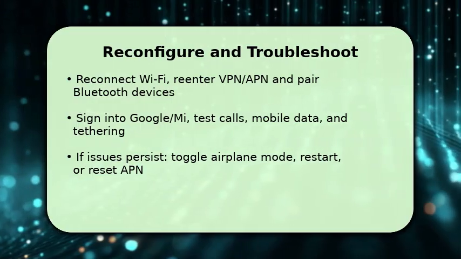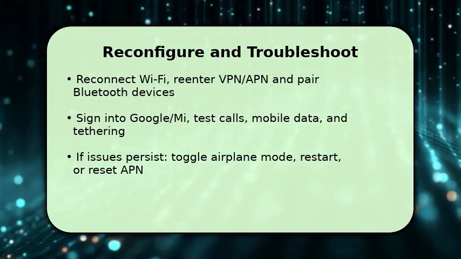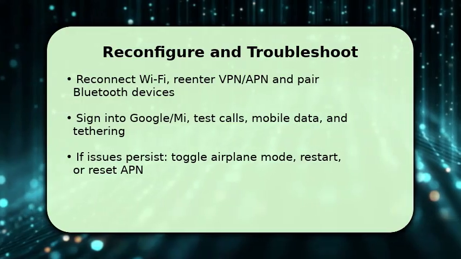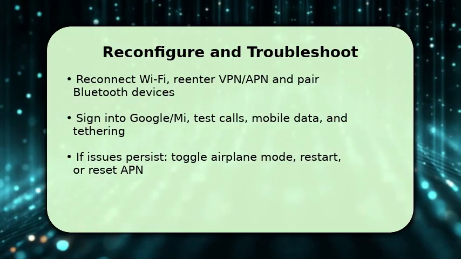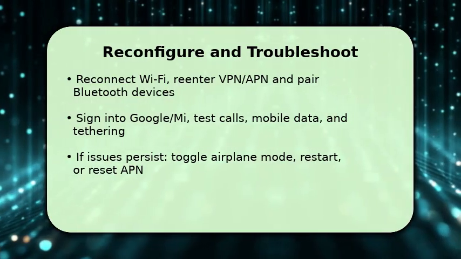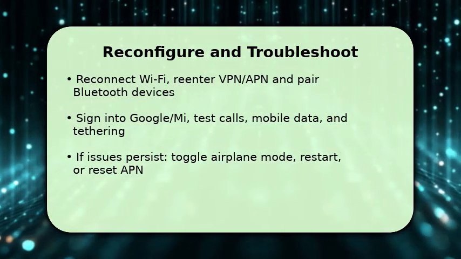If problems persist, toggle airplane mode for 10 seconds, restart the phone, and if needed, manually recreate the carrier APN settings. That single APN reconfiguration often resolves lingering mobile data problems.